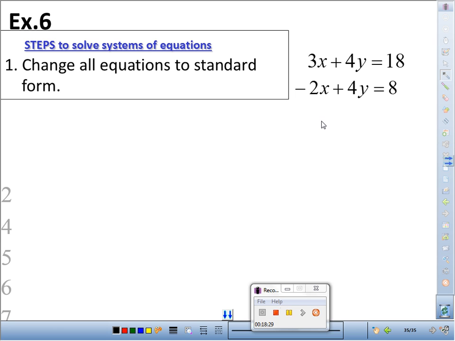Okay, here we go. So, what is so particular about this one? That it's already in standard form, both of them, right? That means step 1 is done. Let's move on to step 2. Eliminate one variable. Look up, please.